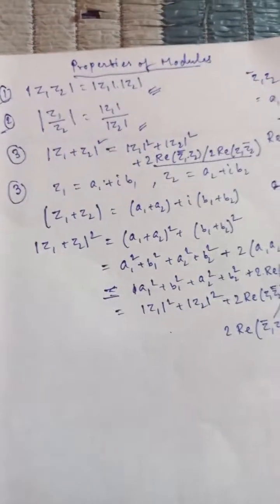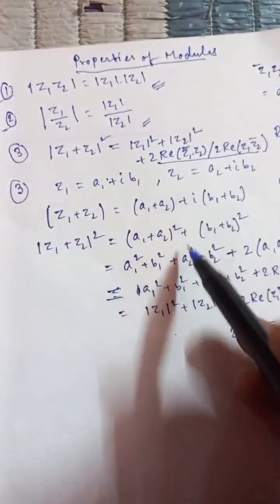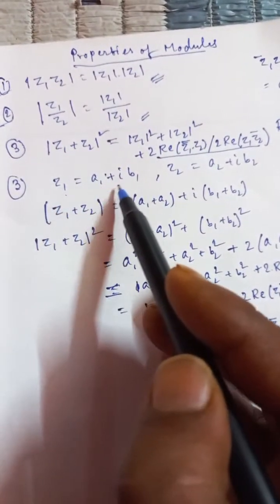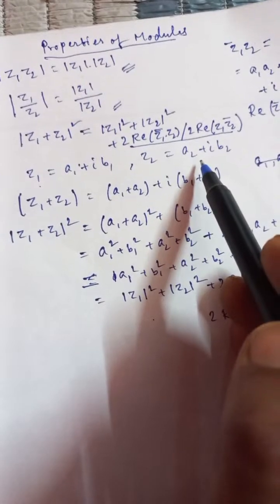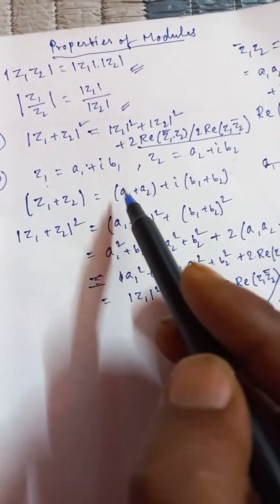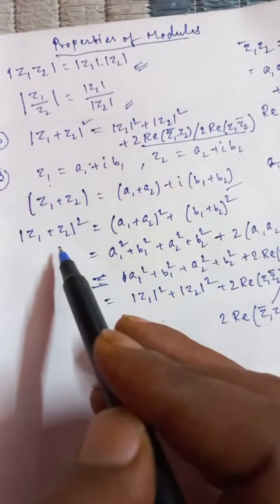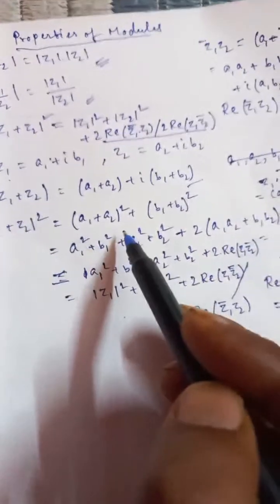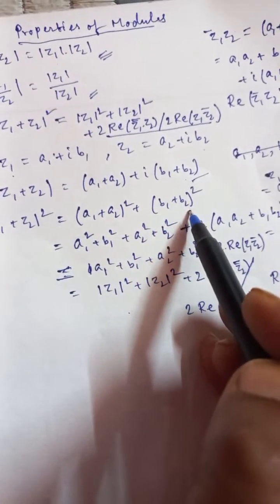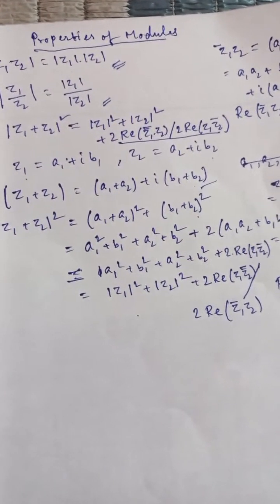So I have first proved the third one, and I have followed a very simple way to prove this. Take z1 is equal to a1 plus iota b1, z2 is equal to a2 plus iota b2. So z1 plus z2 is the sum of the real parts and sum of the imaginary parts. Now mod of z1 plus z2 whole square is equal to a1 plus a2 whole square plus b1 plus b2 whole square. This is by definition of modulus.